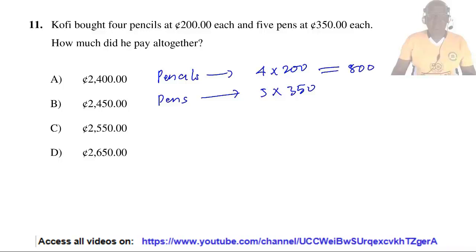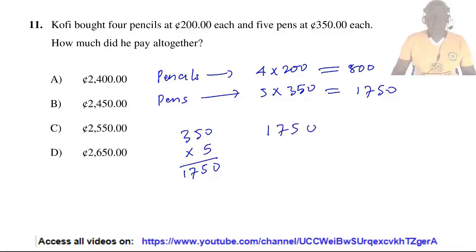Now 350 times 5, 0, 25, carry 2, 15, 17. So this one here equals 1,750. So we shall add up the two numbers, 1,750 plus 800, which gives 2,550. So the answer is C.